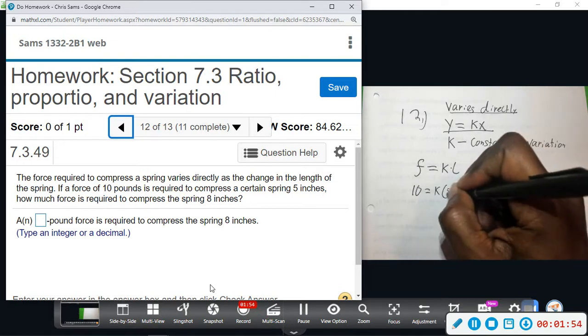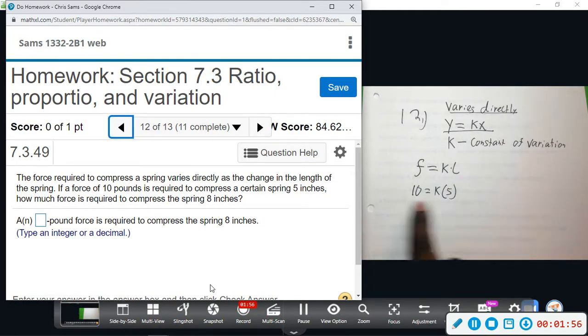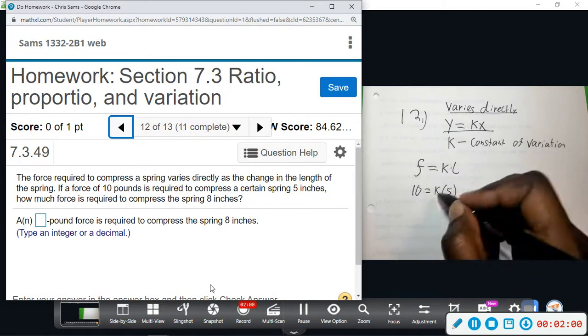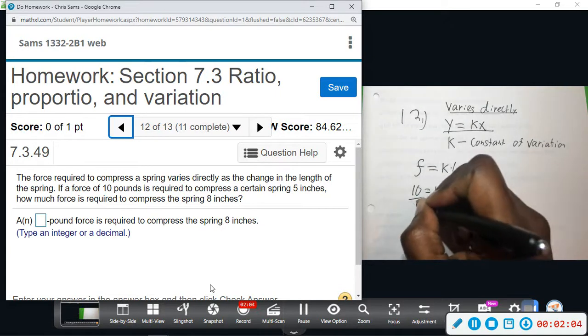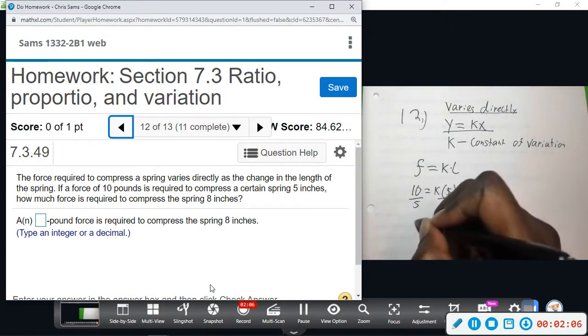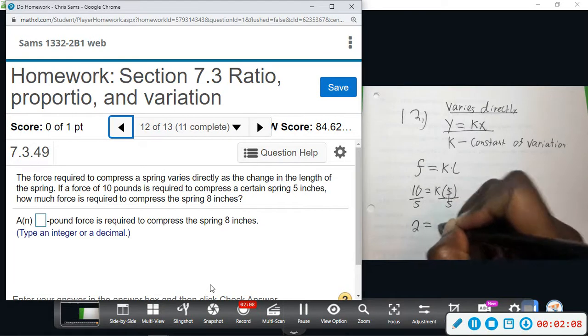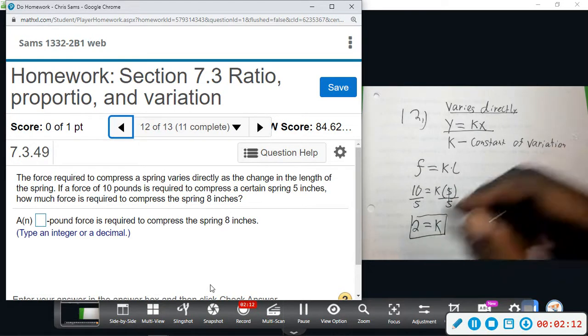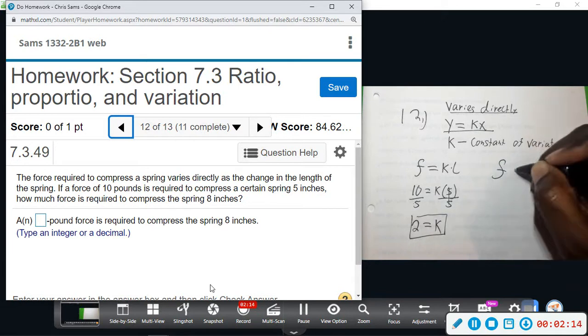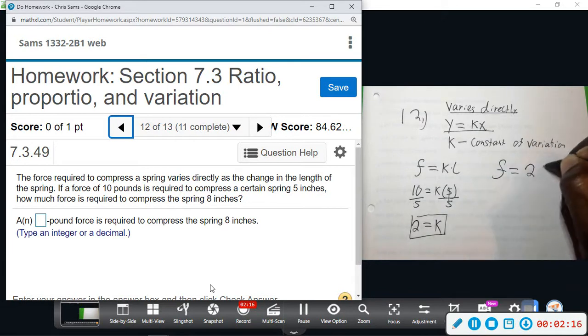Okay, so 5. Using the first numbers they give you, we're going to divide by 5 so we can figure out what K is. So divide by 5, and we get that 2 equals K. So my constant of variation is 2. So now my new equation is F equals 2L.